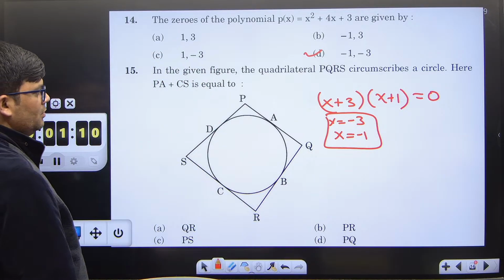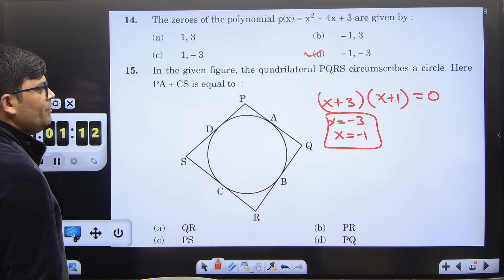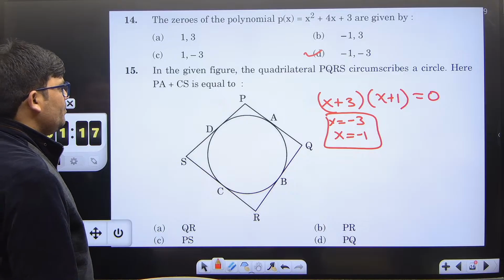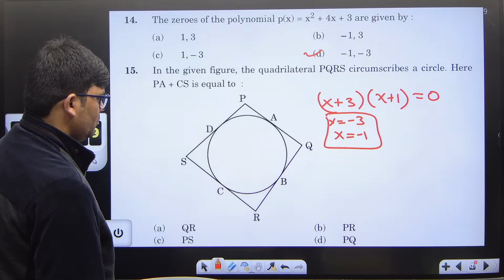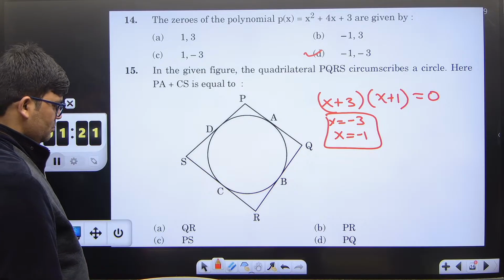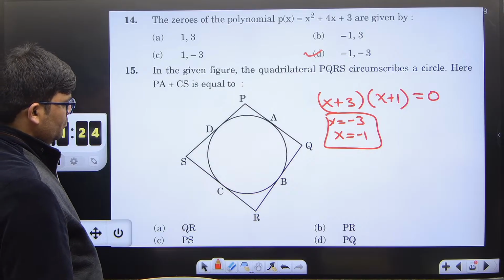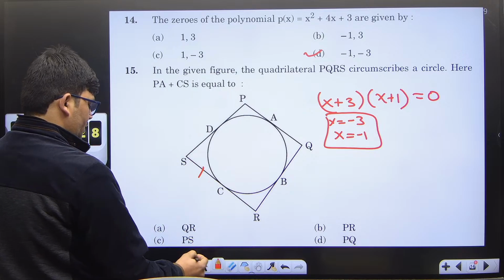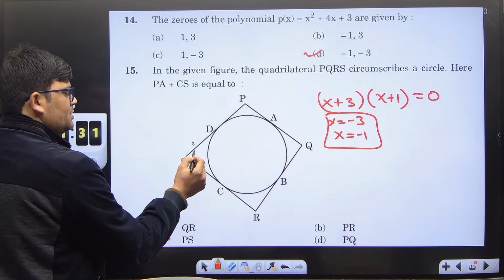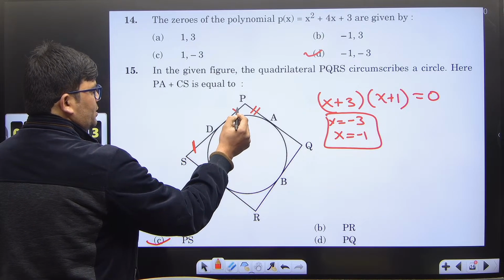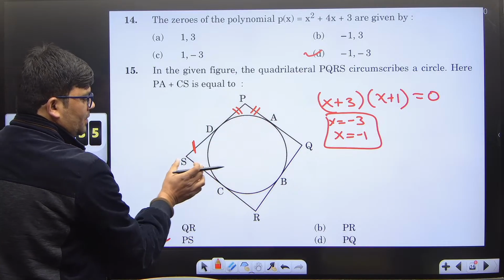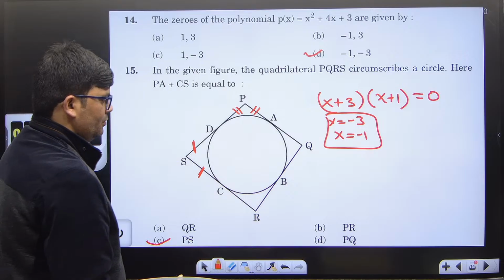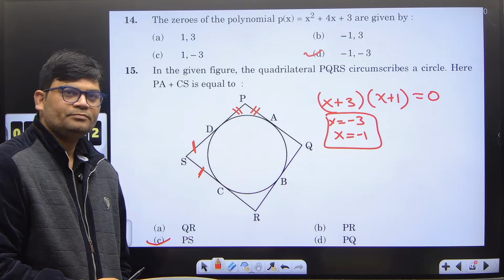Alright. Next question. In the given figure, the quadrilateral PQRS circumscribes a circle. Here PA plus CS is equal to PBS, so PS. Okay, very good. So this is equal to this. PA is equal to this. So we can say PA plus CS is going to be PD plus DS, which is PS. Very good.